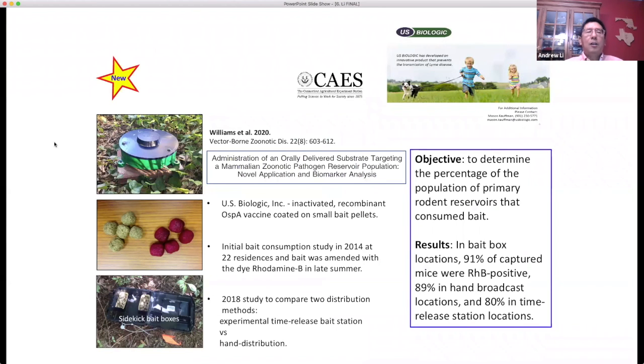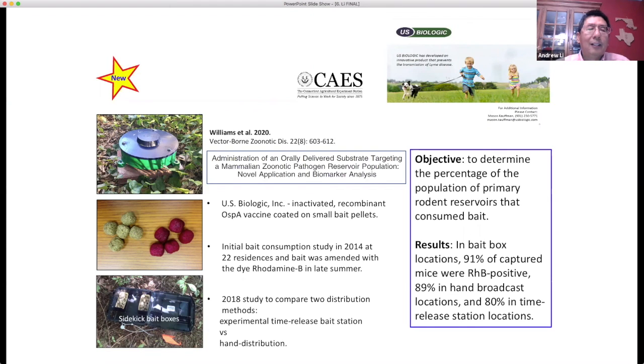Next. Okay. I want to talk briefly about a new product being developed at US Biologic. It's an antibiotic vaccine developed as an oral bait to feed to white-footed mice and to block the pathogen transmission.